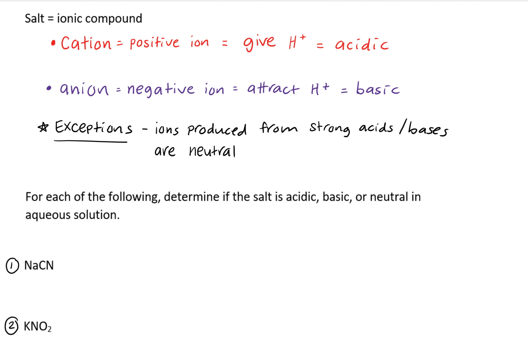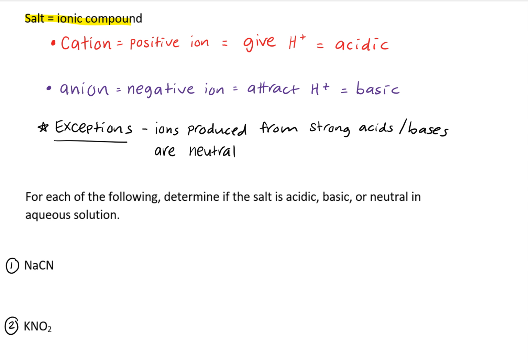Aqueous solutions of salts can either be acidic, basic, or neutral. When we say salt, we really mean ionic compound, and we know that is composed of a cation and an anion. Cations are positive, so they give positive charge away. They are acidic. Anions are negatively charged, so they're able to attract positive protons, so we classify them as bases.